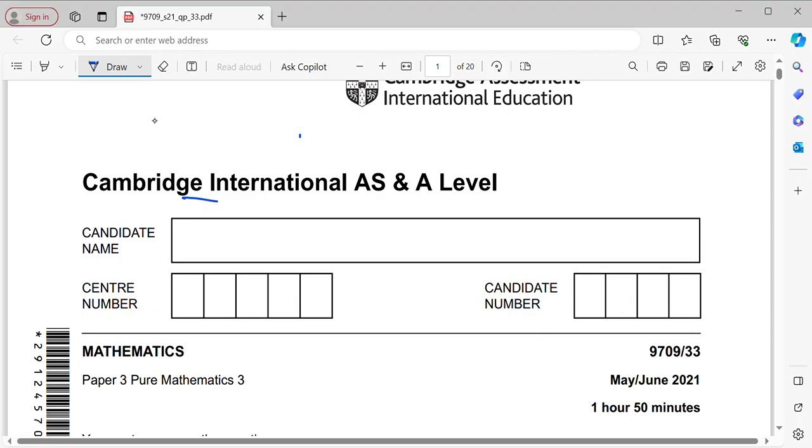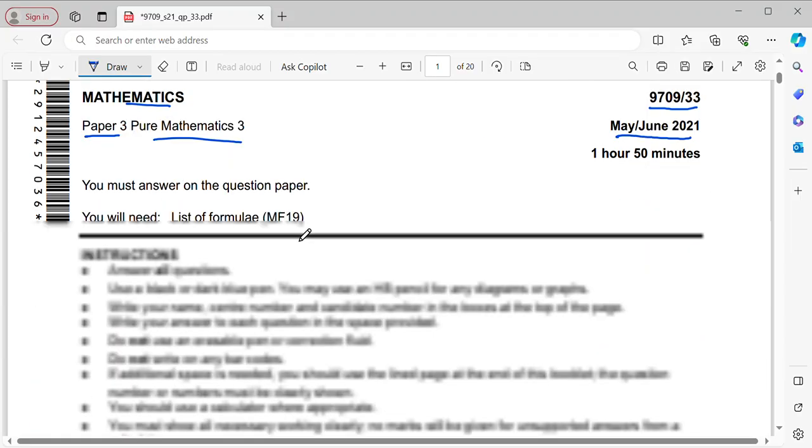This is Cambridge International AS and A-Level Mathematics Paper 3, which is Pure Mathematics 3 for May-June 2021, and the code is 9709/33. So let's get started.